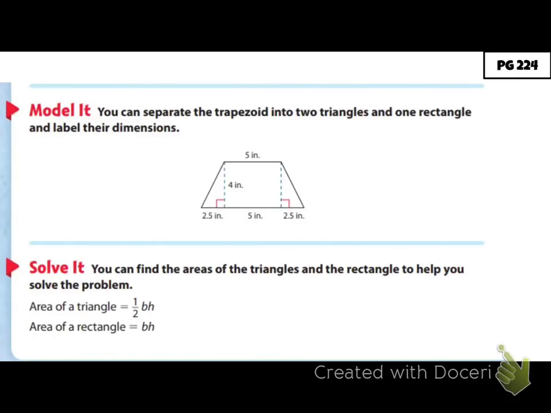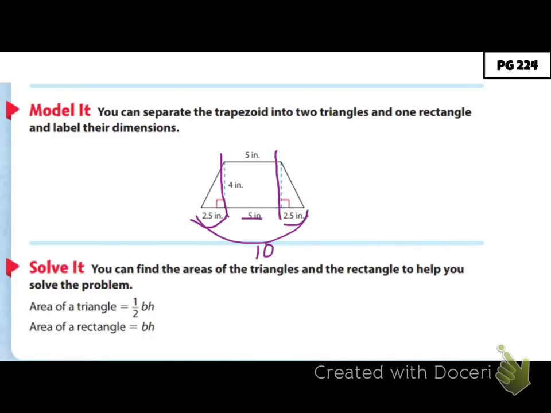So if the whole base is 10, we know that from here to here is 5. So that's why this is 5. Well, if the whole thing is 10, 10 minus 5 is 5, so that leaves 5 that we have to split among both sides, which is where we get our 2.5 inches. Okay, once we have it broken down, we can then solve it. You can find the area of the triangles and the rectangle to help you solve the problem.